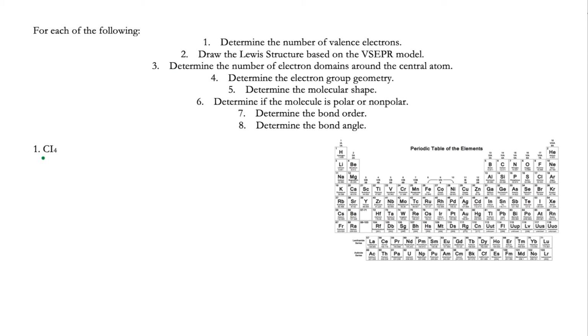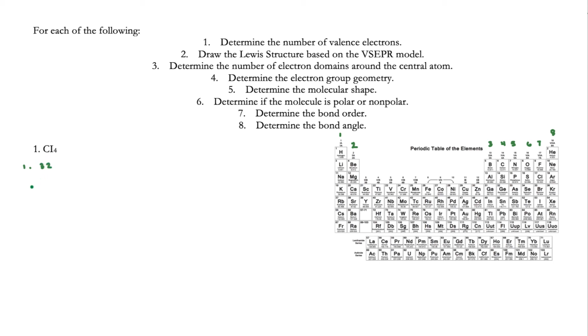For CI4, in order to determine the number of valence electrons, I know that carbon has 4 valence electrons, because remember, as we count across, 1, 2, all the way across to 8. Okay, so carbon has 4, iodine has 7 times 4, which is 28, so 28 plus 4 is 32, so I have 32 valence electrons.